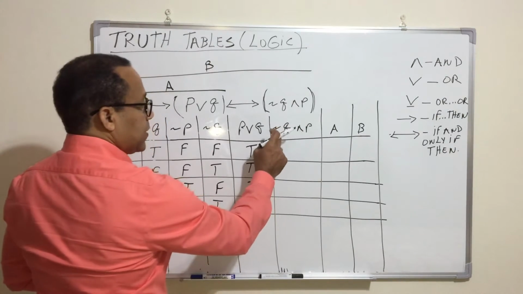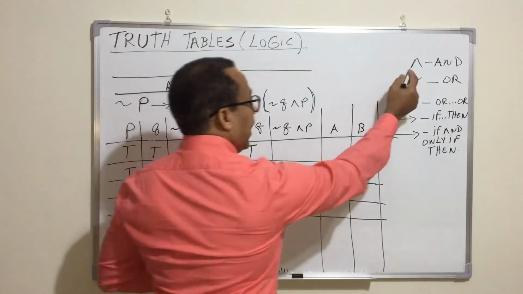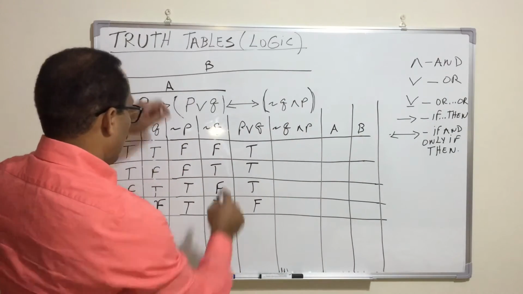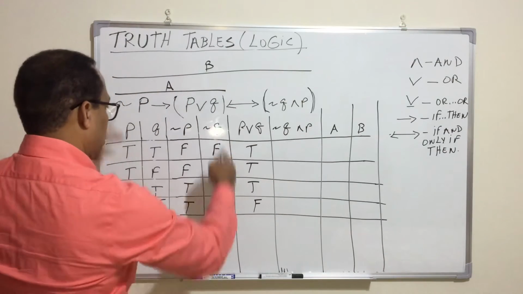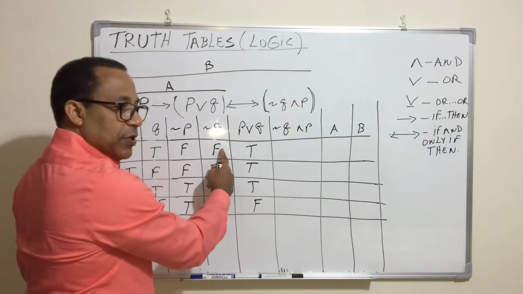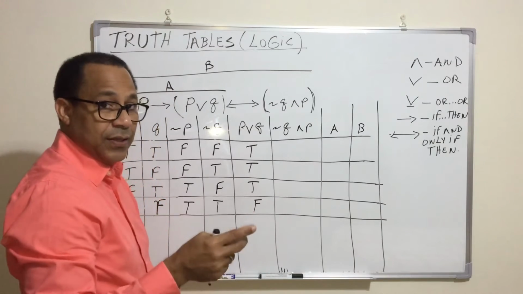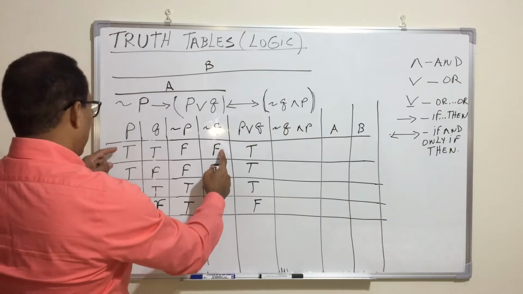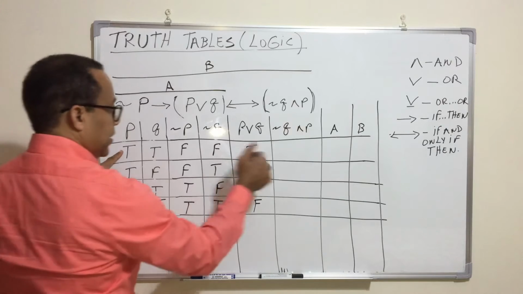The next one says no Q and P. The symbol is and. I have no Q right here, and I have P right here. So I'm going to work with these two columns, no Q and P. I want Pedro and Carlos to attend the party. Both have to attend. Both of them. This one did not attend, so this is false.